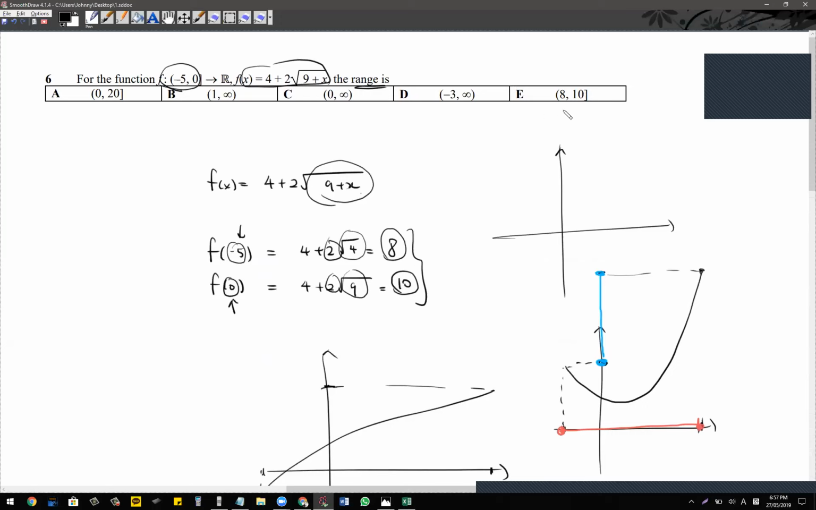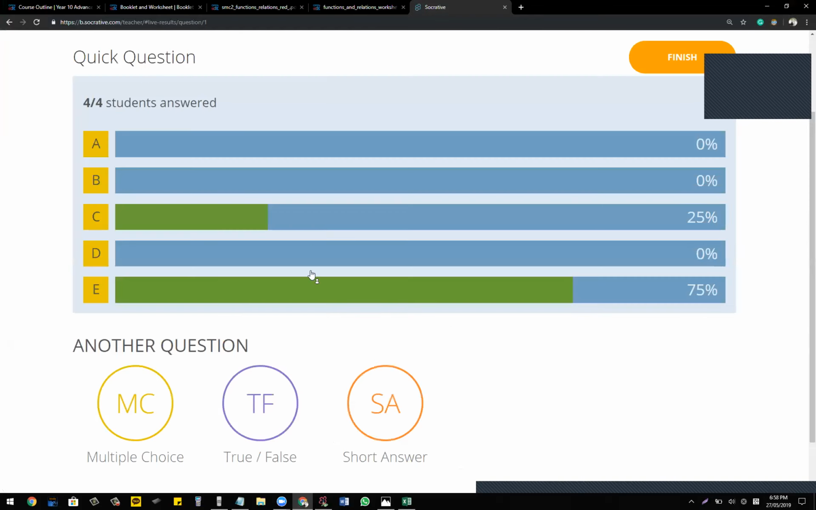Okay, so 8 to 10 here. Of course, the -5 is not included. So that's why 8 is not included. But 0 is included. Well, when you plug in 0, you get 10, so 10 is included. So the answer is A there. Okay. Now we're going to move on to question 7.